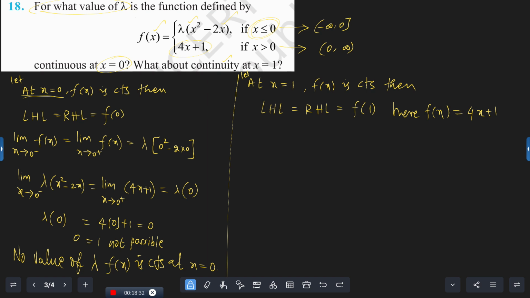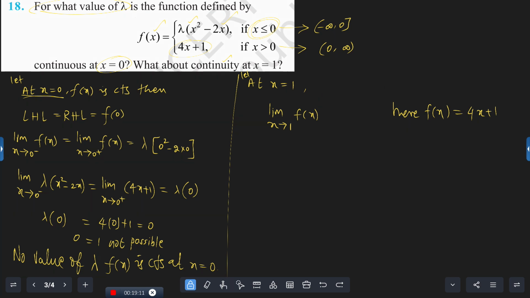So with only one function, we don't even need the left-hand limit and right-hand limit. We directly use the limit value and function value: limit x tends to 1 of f of x equals the function value at 1. We have to check whether it is continuous or not, and whether we get the same value or not.